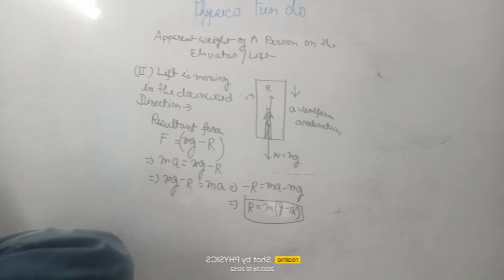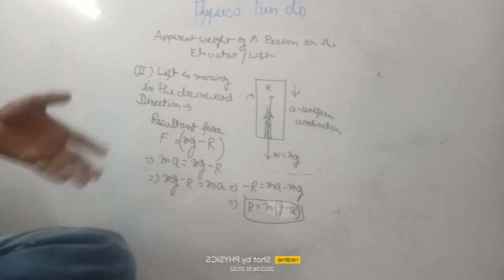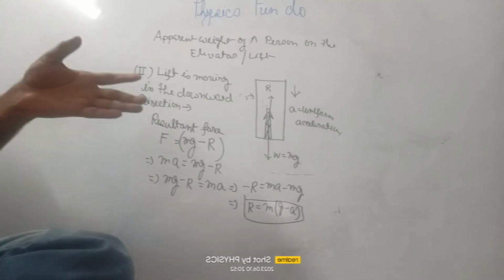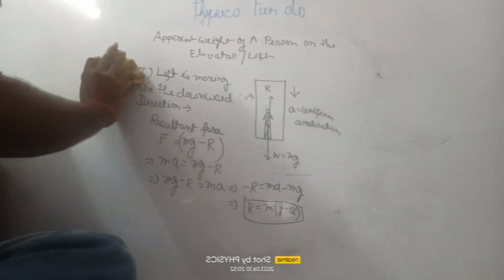That is the reactional force when the lift is coming down. Lift is coming down with the uniform acceleration a. Now let's move to the third case.